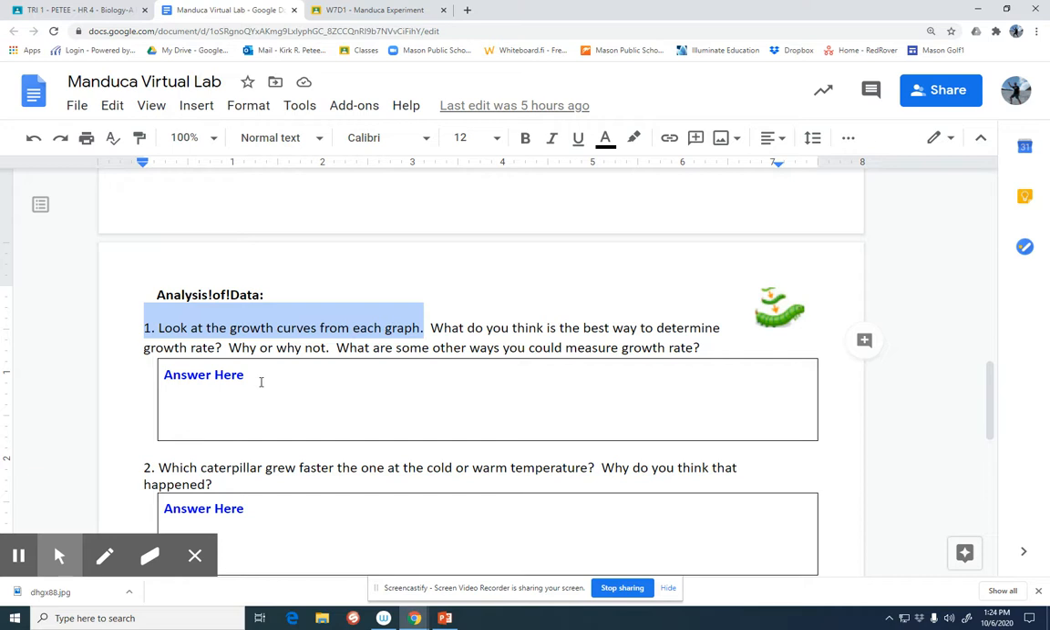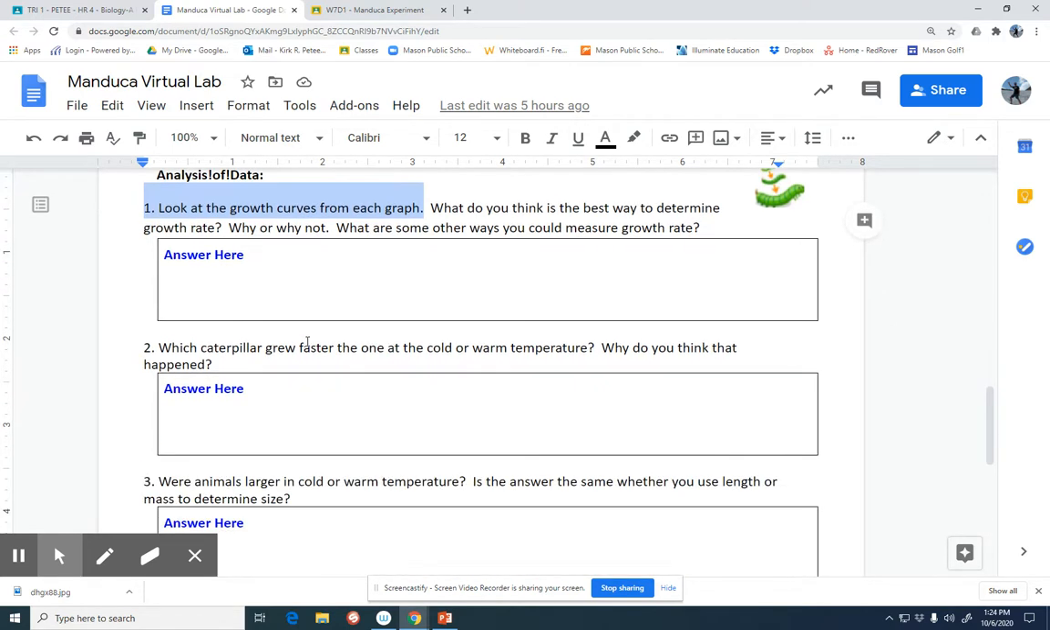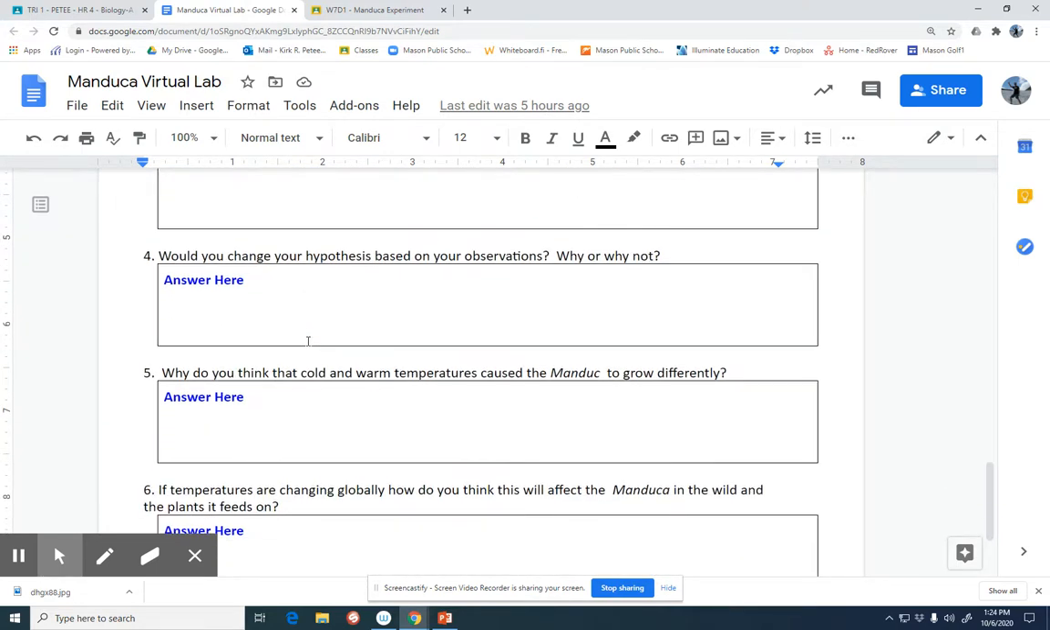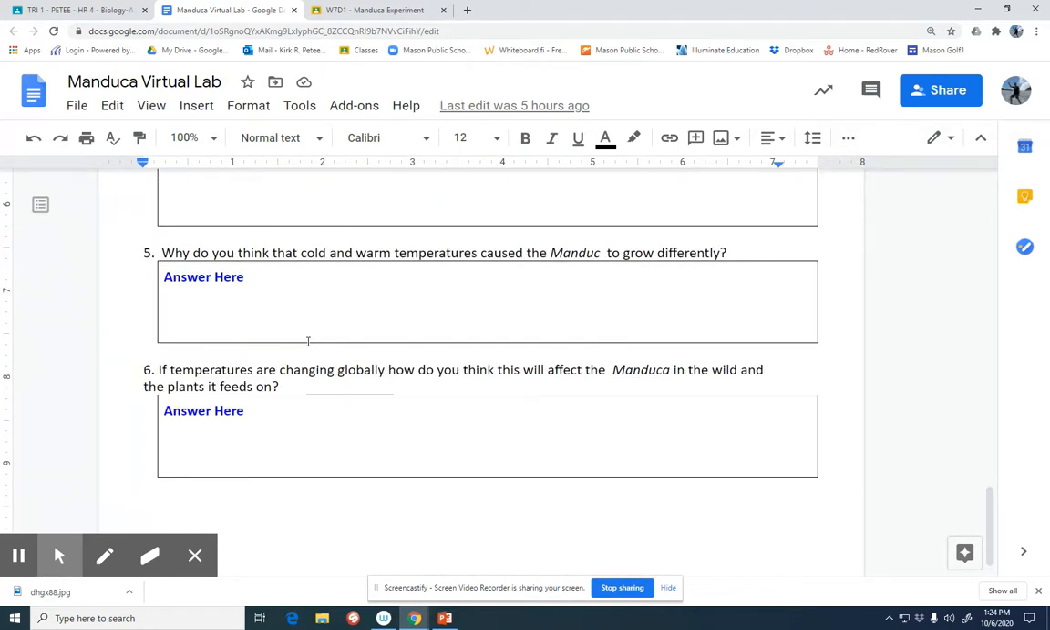of the worms. Remember, one tomato worm grows at a 20 degree setting, and the other tomato worm is growing in a 30 degree Celsius situation. You then will be able to answer these questions based on what your data is and what your graphs are.